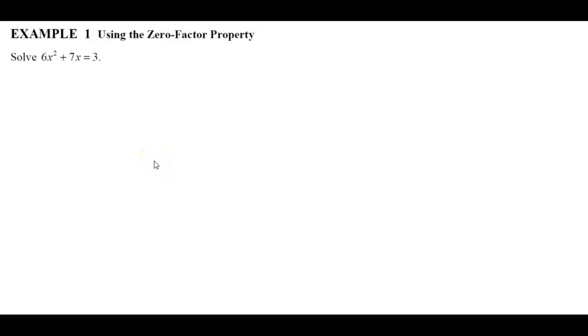Example 1, using the zero factor property. We want to be able to solve the quadratic equation 6x squared plus 7x equals 3. Now, the key word in this property is 0, which means that we want to set this equal to 0. So we're going to have to subtract that 3 to the other side of the equation.